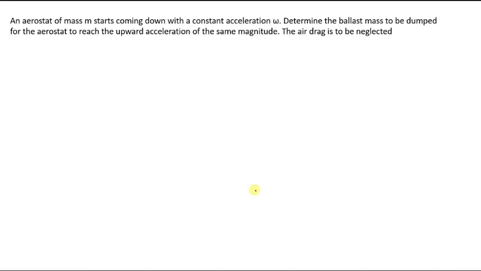In this video, we are going to solve Irodov 1.59. The problem is as follows. An aerostat of mass m starts coming down with a constant acceleration w. Determine the ballast mass to be dumped for the aerostat to reach the upward acceleration of the same magnitude. The air drag is to be neglected.